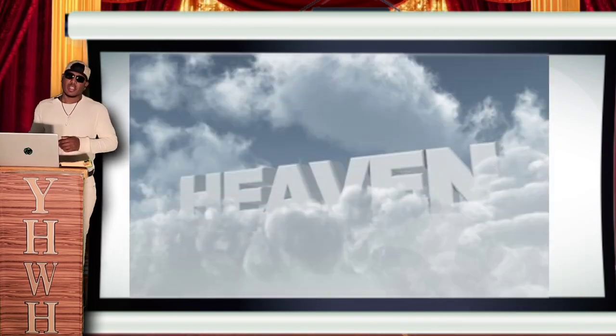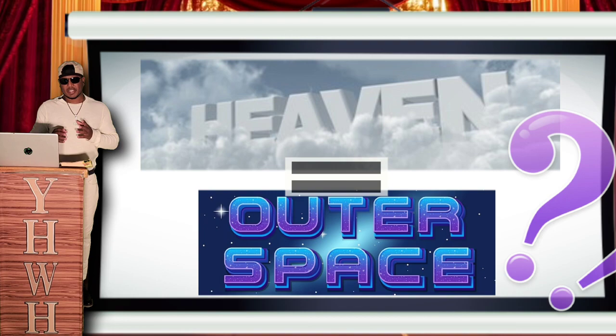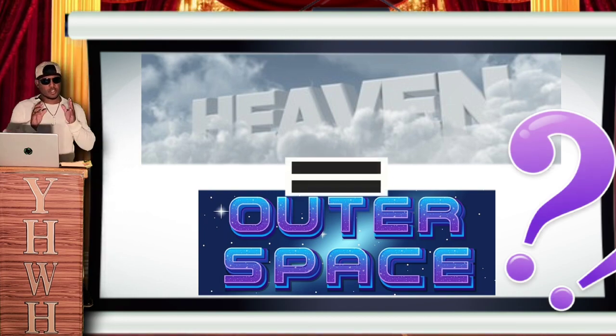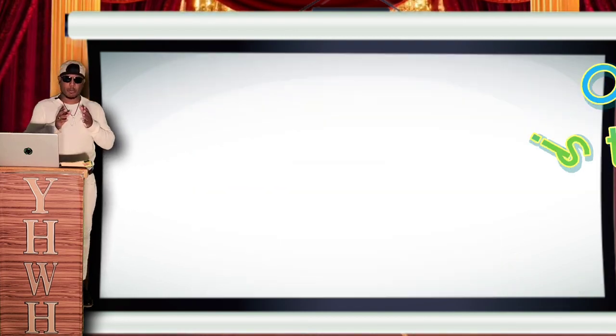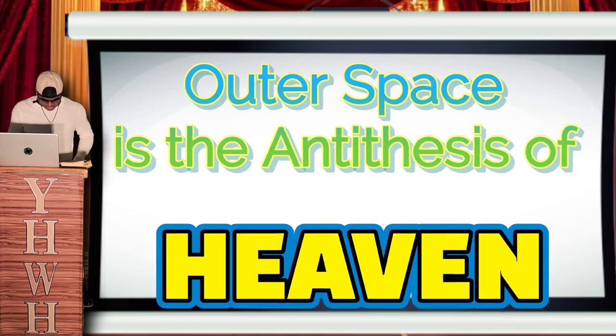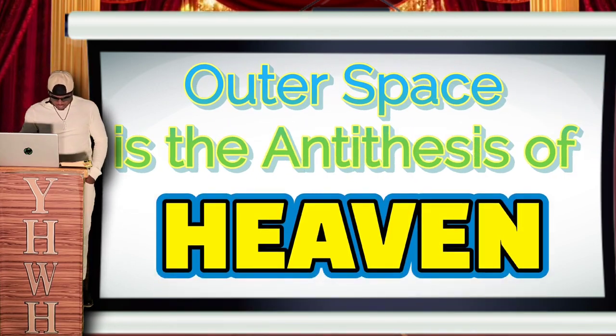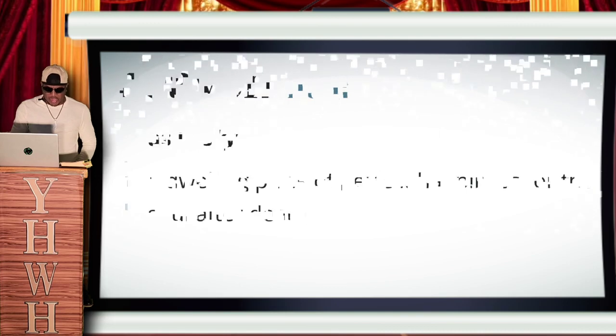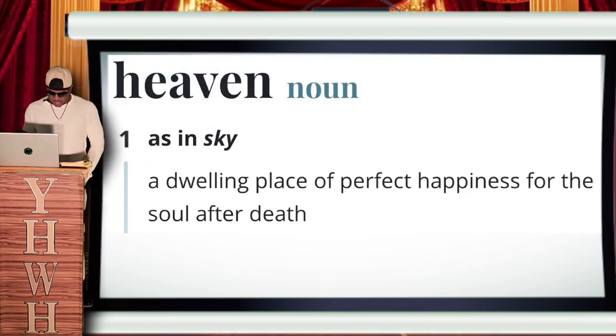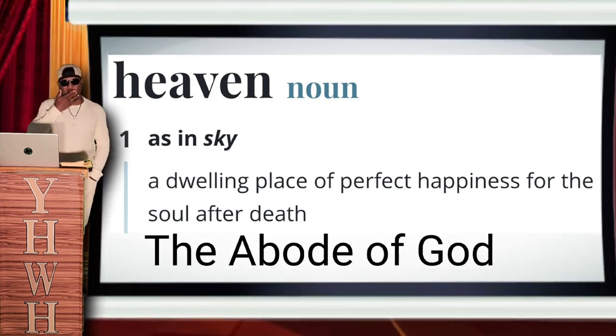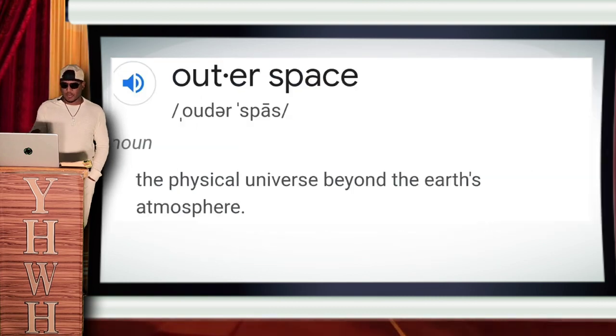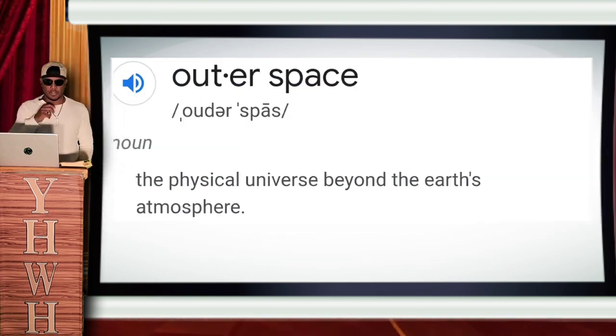So some people think heaven and outer space mean the same thing, but I'm gonna show you how they do not even remotely mean the same thing. All right, so the definition of heaven: a dwelling place or perfect happiness for the soul after death. Outer space definition is the physical universe beyond the Earth's atmosphere.